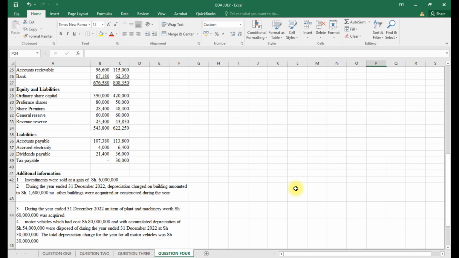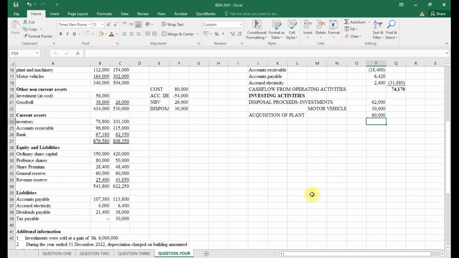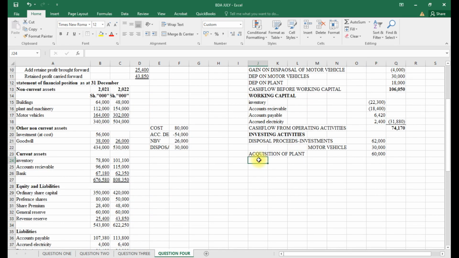Yeah, so there was an acquisition of 60. When you look at the building, it depreciated by 1/6. During the year, depreciation on the building amounted to 1/6. No other buildings were acquired. We can just deal with the buildings. What happened to the building? We started with 64. It depreciated by 1/6, and at the end we have 48.